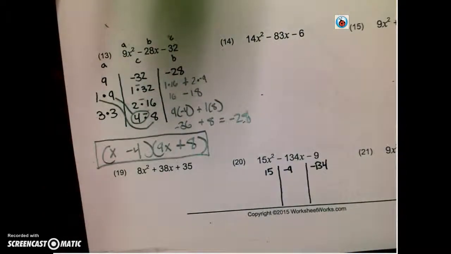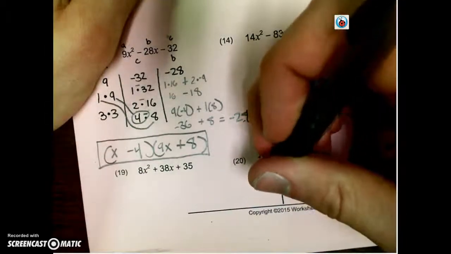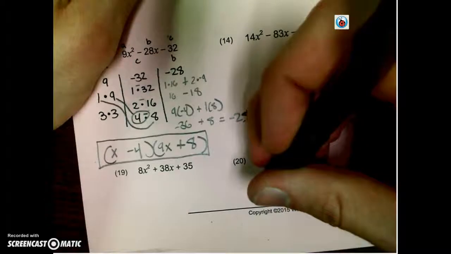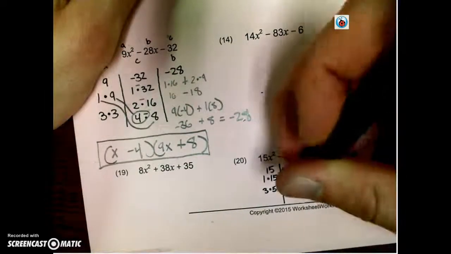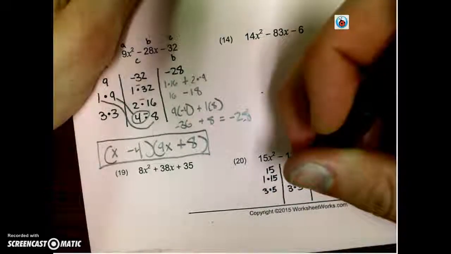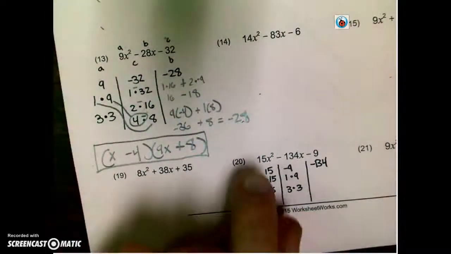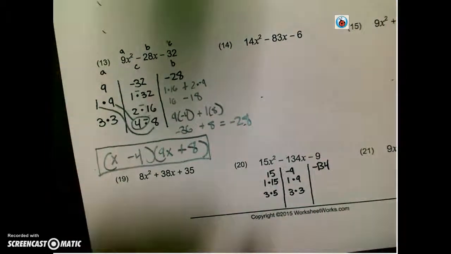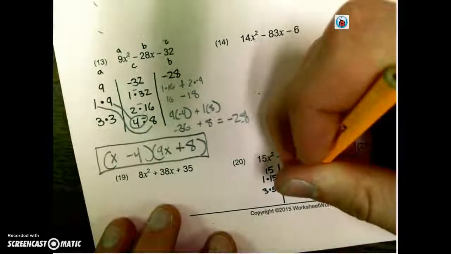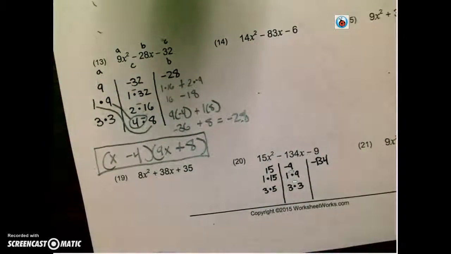I'm looking for numbers that multiply together to give me 15, numbers that multiply together to give me negative 9. When I combine those, we get a negative 134. Now notice once again, this 9 has to be negative, so one of these numbers from each of these combinations also has to be negative. And now we go through and we try to find our combination.